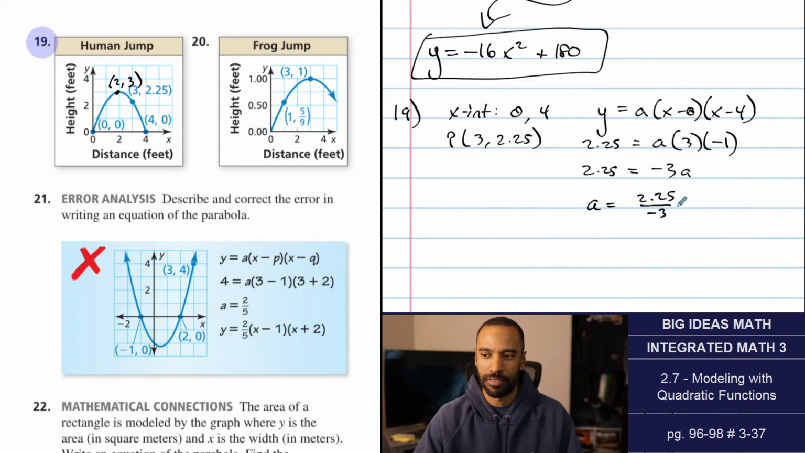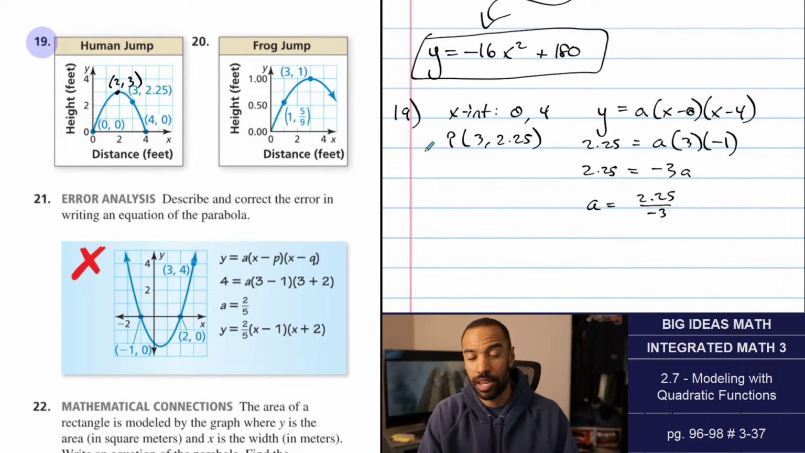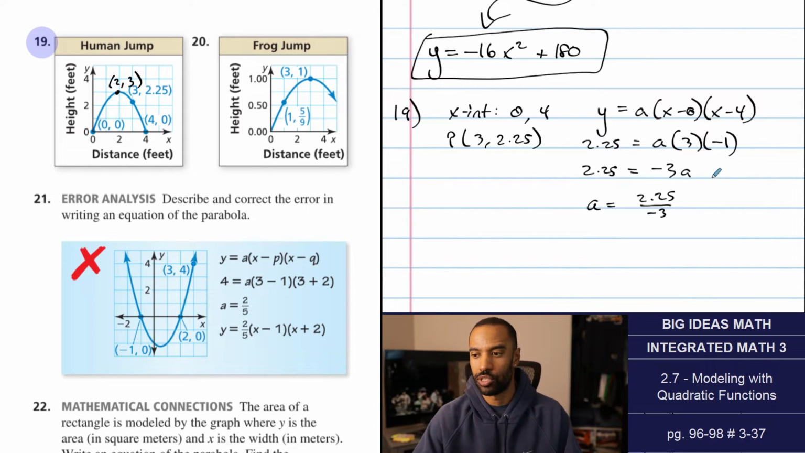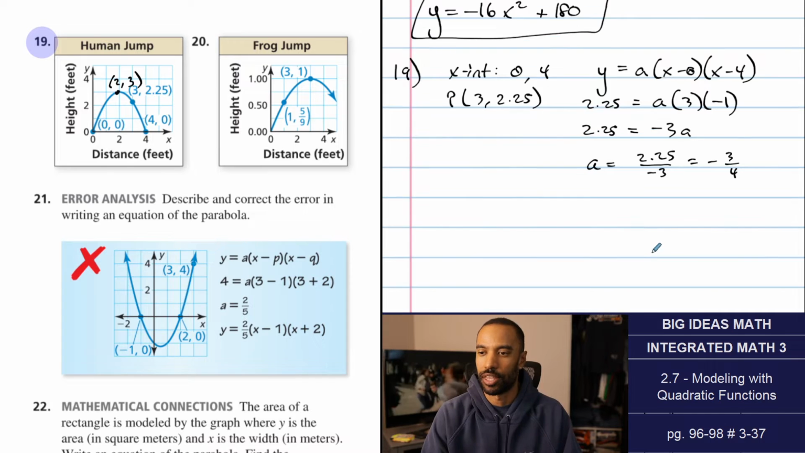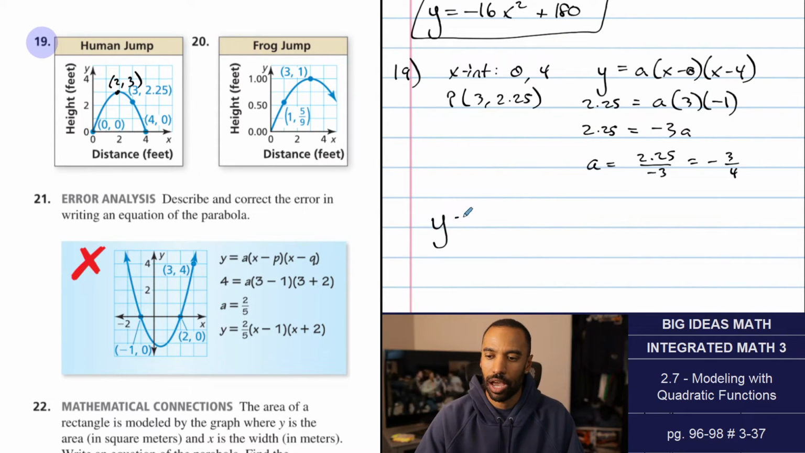Oh, we don't dare leave that like that. I believe that's negative 0.75 because 2.25 is 3/4. Yeah. So negative 3/4. So that's the a value. I think that's what I said it was going to be. So we're going to get y equals negative 3/4 times x minus 4.